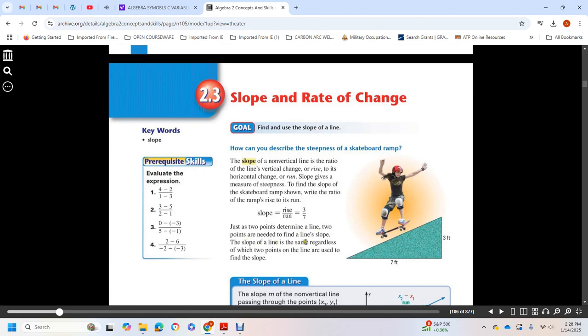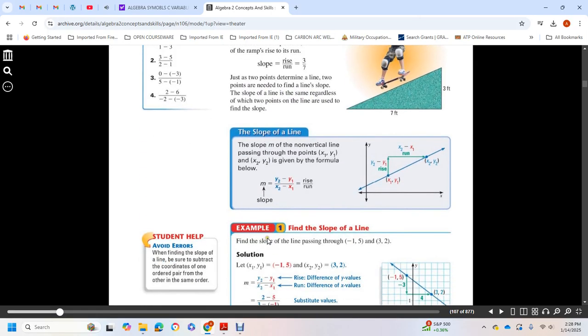The slope of the line is the same regardless of which 2 points on the line are used to find it. The slope of the line is m. The slope m of a non-vertical line passing through points (x1, y1) and (x2, y2) is given by the formula: m equals y2 minus y1 over x2 minus x1, which equals rise over run.